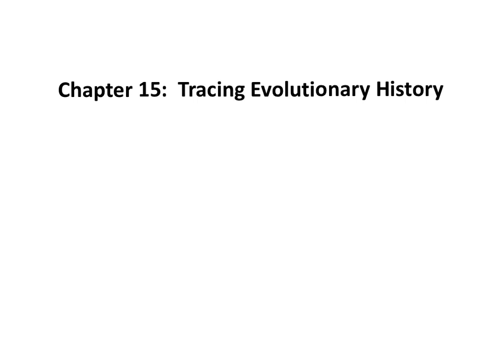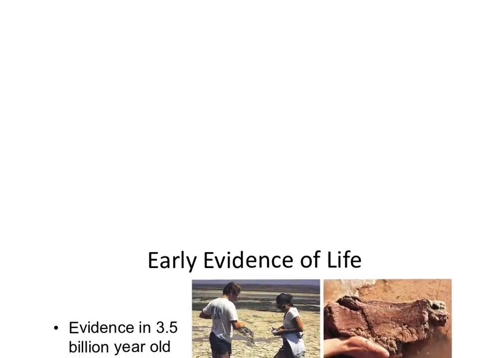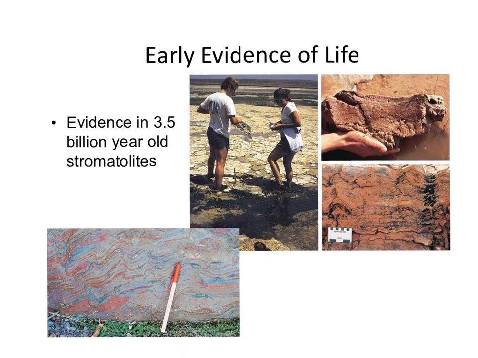Scientists date the origin of Earth to be about 4.5 billion years ago, and scientists have found evidence of life existing on the planet 3.5 billion years ago. This evidence of life they call a stromatolite.